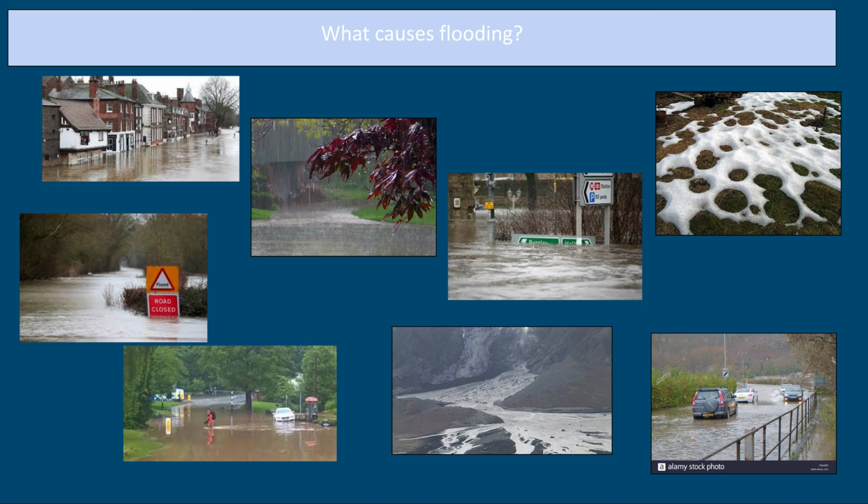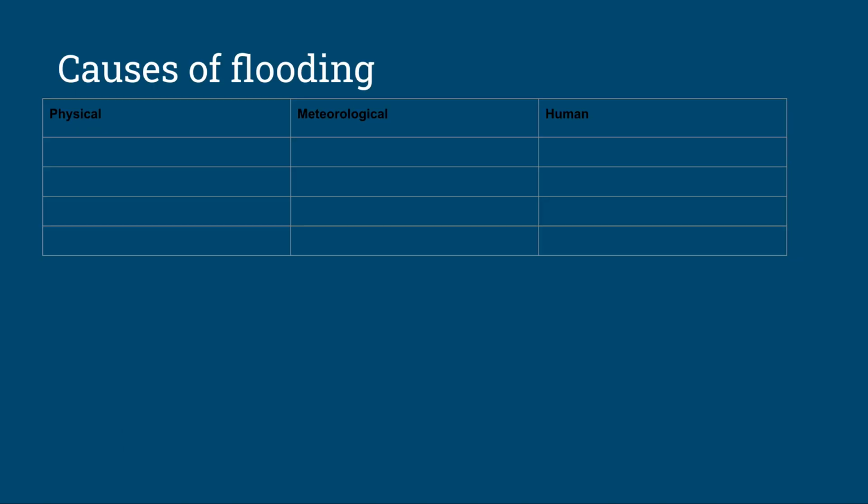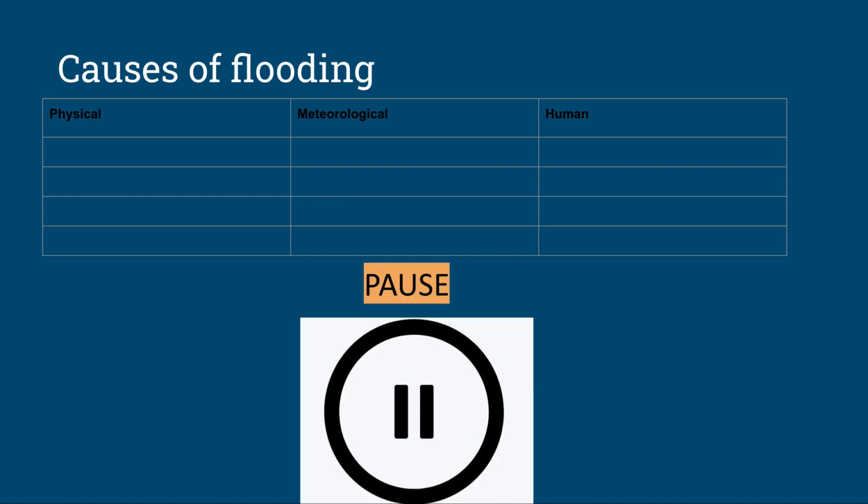So these images show a number of floods and possible reasons for floods, and we're going to examine some of these reasons in more detail. So what I'd like you to do now is make 3 headings in your notes on the causes of flooding: physical, meteorological, this means to do with weather events, and human. And then once you have made this table, you should pause the video here and complete this table before continuing this presentation.